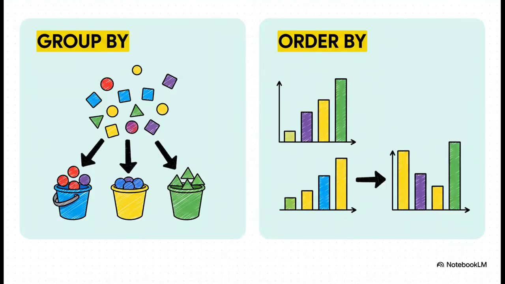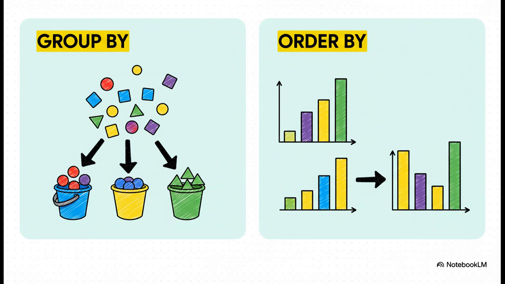Group by versus order by. People get tripped up by this all the time, but it's actually pretty simple. Just ask yourself, what am I trying to do? Am I trying to summarize my data? Then you want group by. It literally puts your data into buckets, like grouping employees by department so you can find the average salary for each one. But if you just want to sort your data, like listing every single employee from the highest salary to the lowest, that's order by.